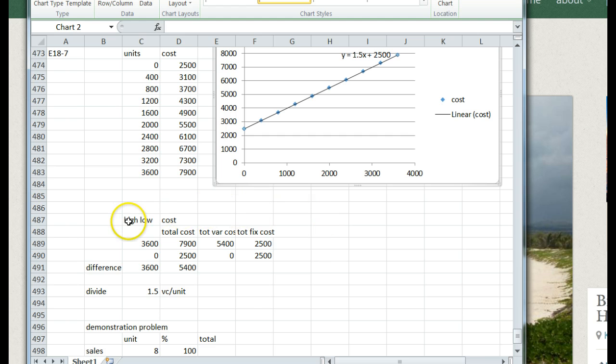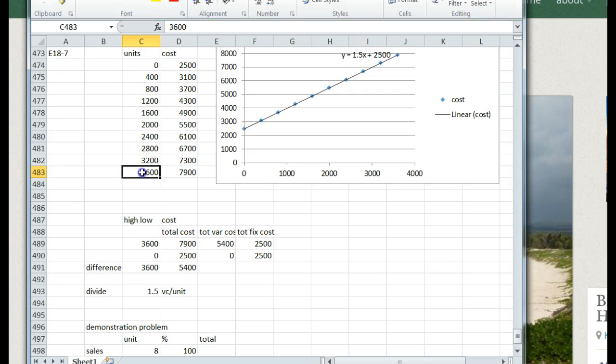Another way is we can use a high-low method. So we look for the highest and the lowest level of units, and the cost that's next to them. Our highest level is 3,600, lowest level 0. For 3,600, we've got $7,900 of cost. For our 0 level of units, we've got $2,500 worth of cost.